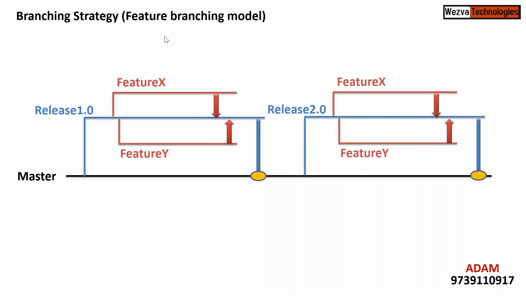So this way, in a feature branching model, for every release, you will have a release branch, and for every feature, you're going to have a specific feature branch. And it is short-lived, which means at the end of the release, you're not going to use this again.